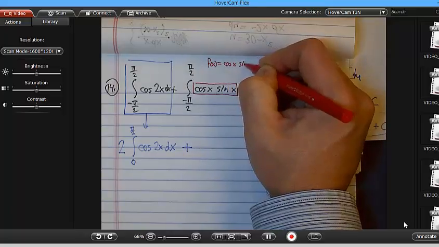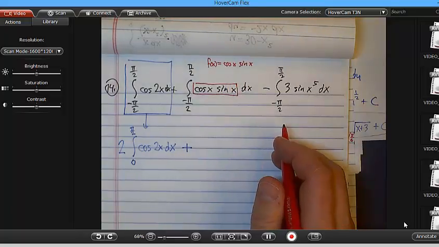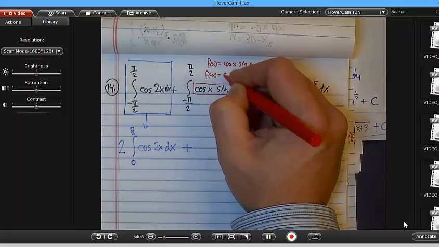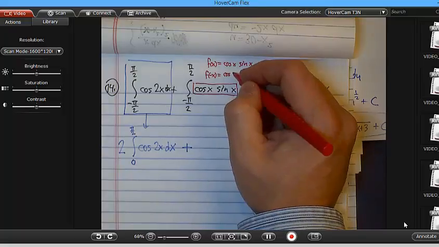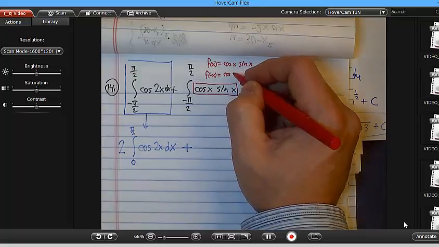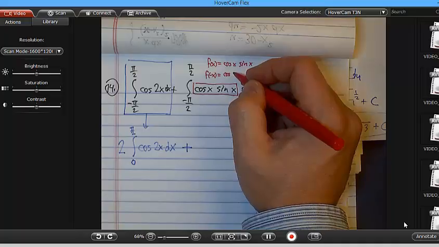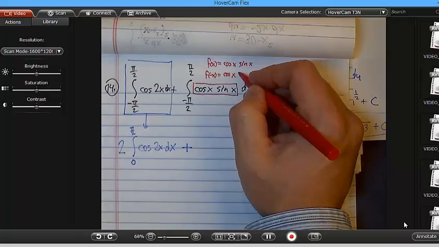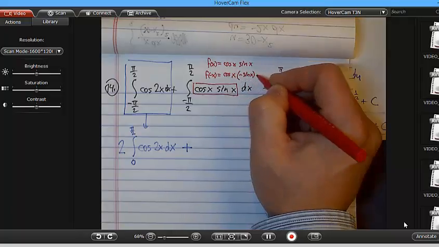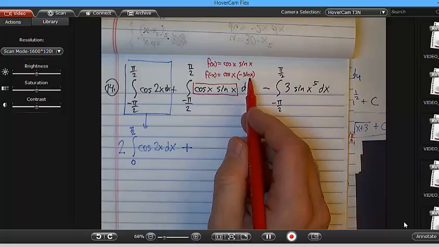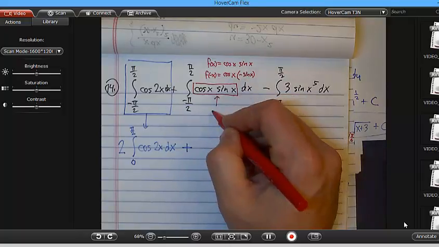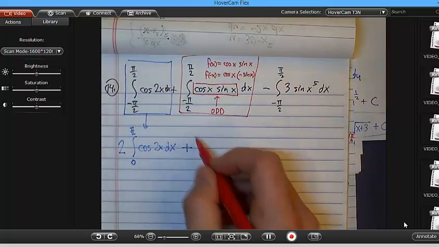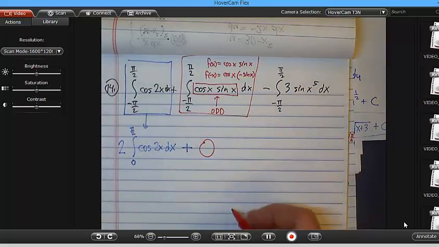Cosine of x, sine of x. We've never done that. Let's see. If you did f of negative x, you'd have cosine of negative x, right? But cosine of negative x is the same as the cosine of x, and the sine of negative x is the same as negative sine of x. So do you see that this is odd? If that function is odd, then what's the value of this integral? 0. So that's really nice.